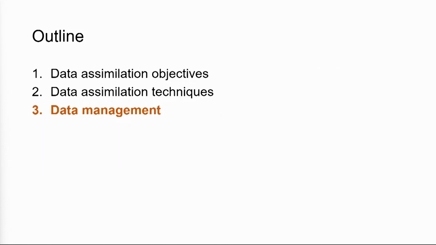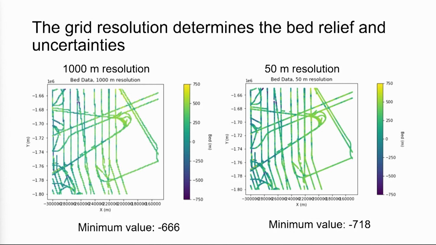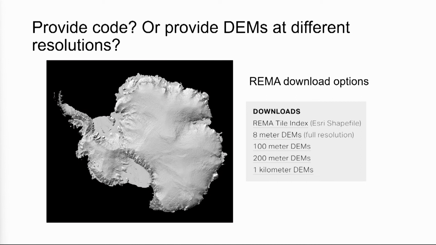Finally, let's talk a little bit about data management. This is some radar bed elevation measurements gridded at different resolutions, and we can see that the minimum bed values are very different, so we need to be careful when we're doing this to interpret things based on the resolution. When you do the interpolation, the uncertainties for different resolutions are going to be different. So I think it's worth doing something like RIMA and providing estimates at different resolutions so that we're not biased by whatever this was gridded at.